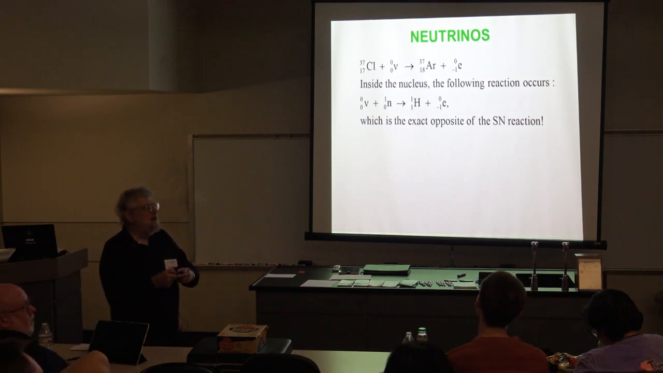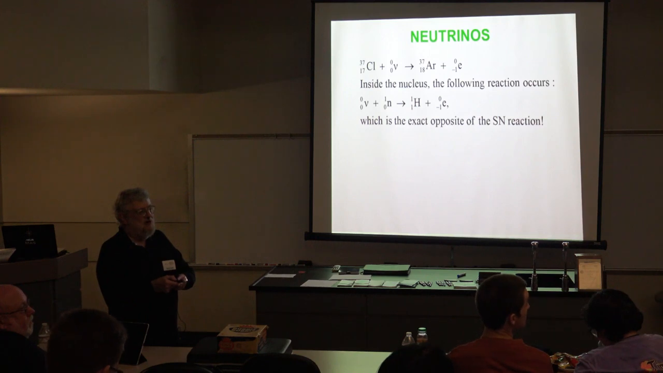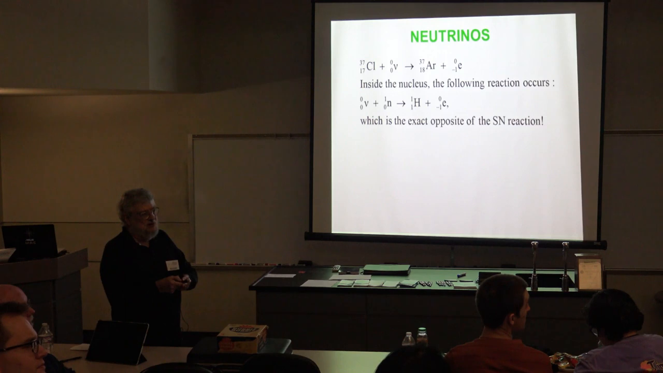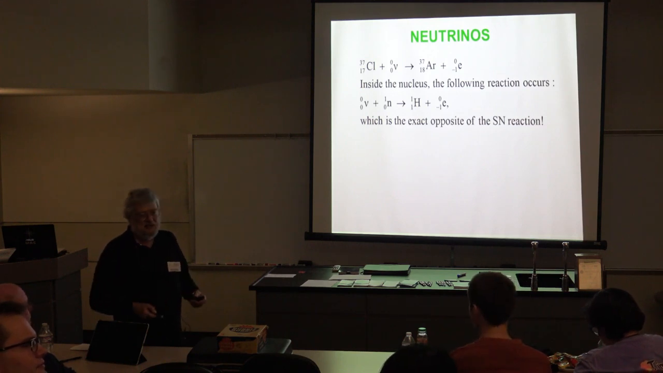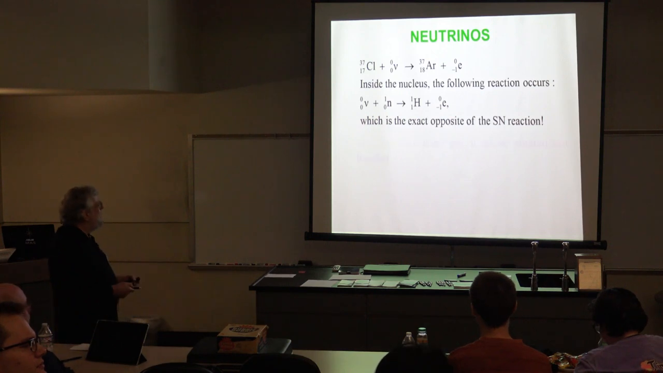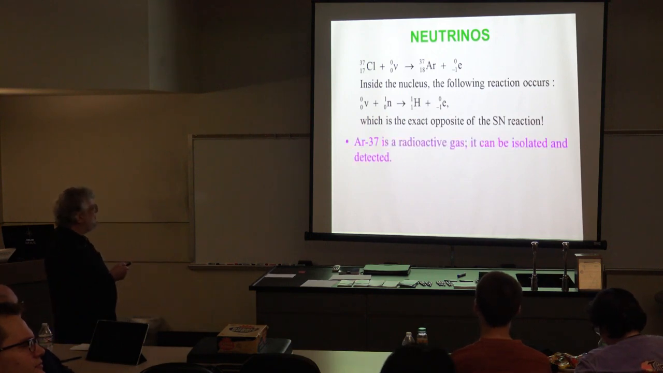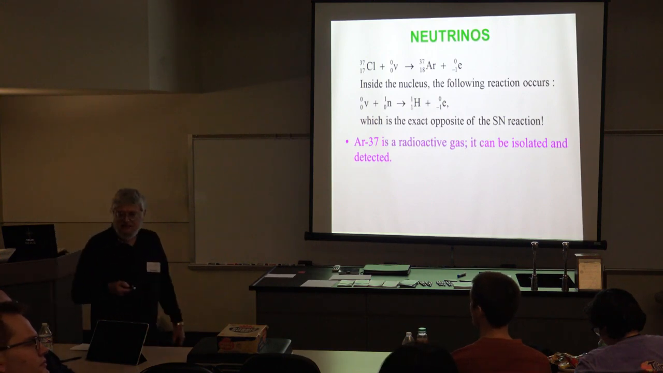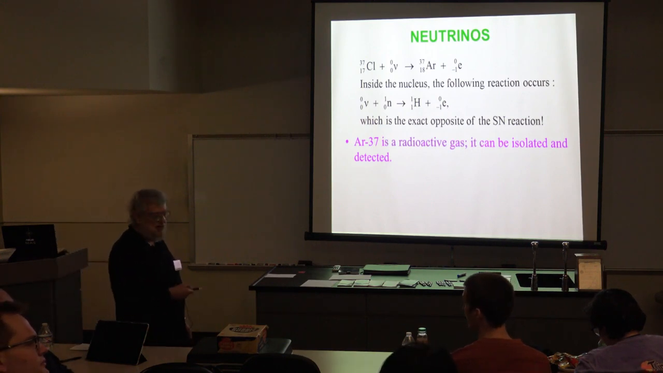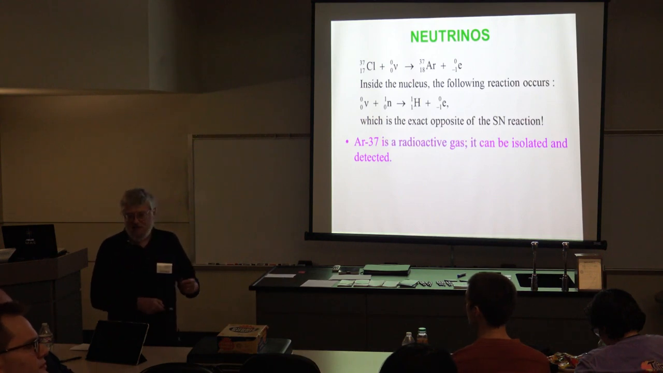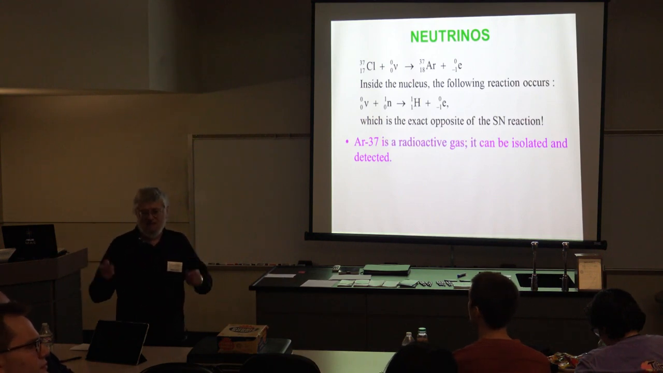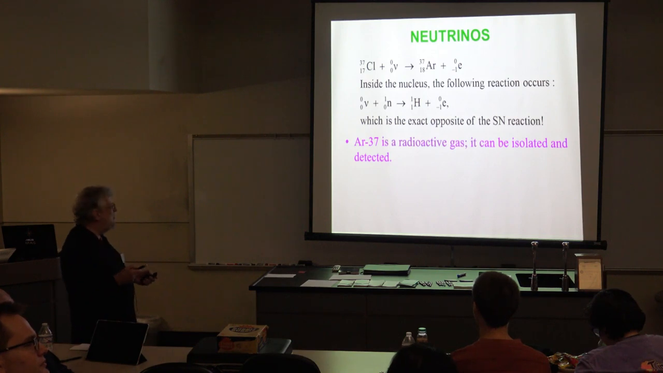If you look on the periodic table, you'll see that the next atom over to the right with the next highest atomic number is argon. So if you turn one of the neutrons in here into a proton, it's going to have the next highest atomic number. Now, argon 37 is radioactive and it's a gas. So that makes it relatively easy to isolate. You don't get that many of them, but they all kind of float to the top and you can suck them out. And when they accumulate, just see how many of them were there.